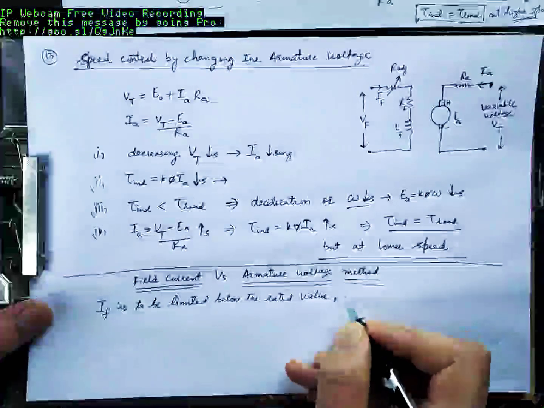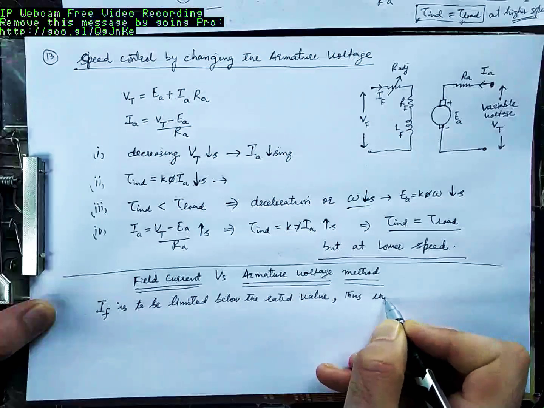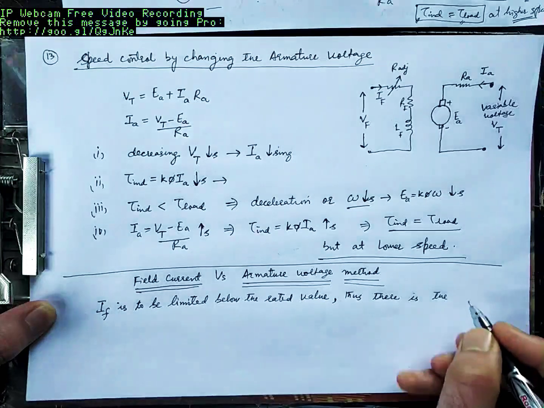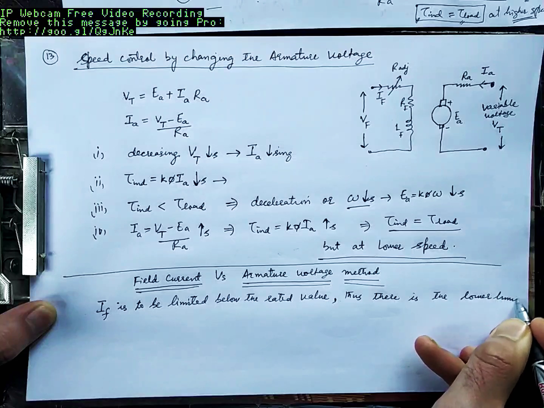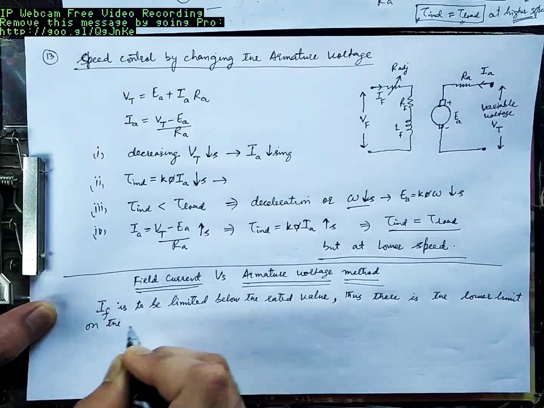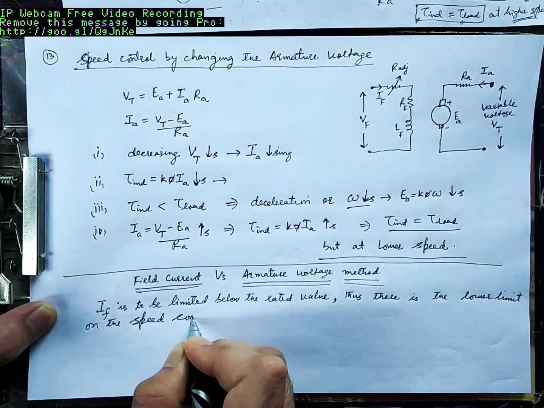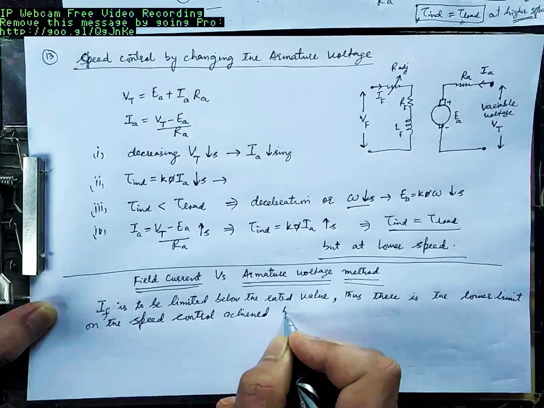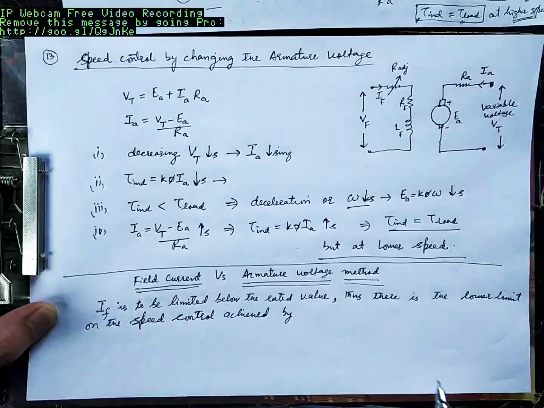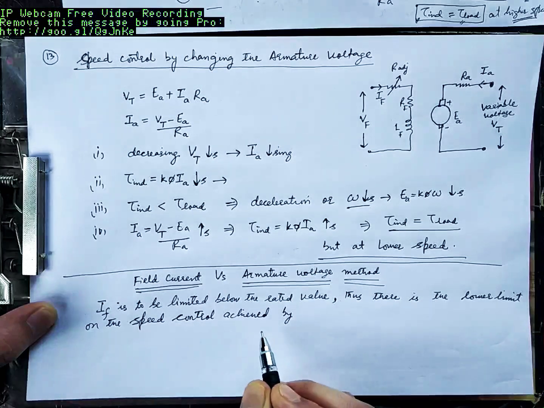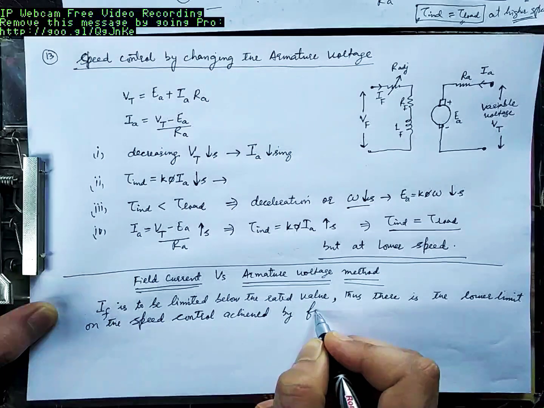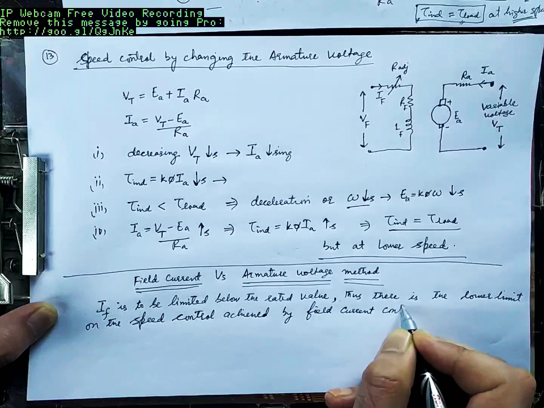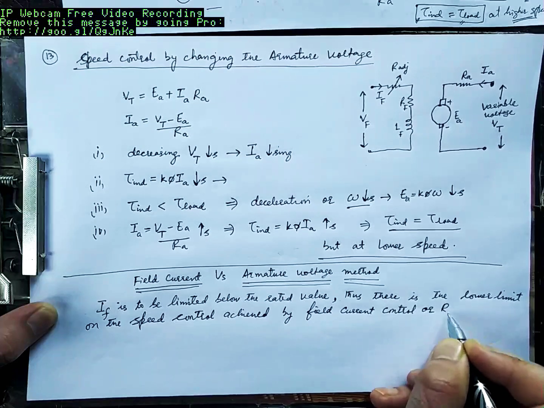Thus, there is a lower limit on the speed control achieved by field current control, or we can directly call this the RF method.